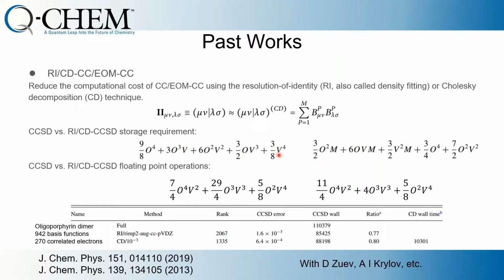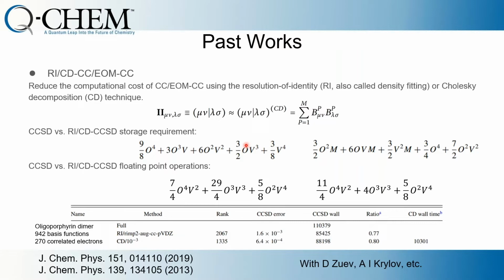So my first project with QChem was done in Professor Anna Krylov's group, which was to use resolution of identity or Cholesky decomposition representation to replace the two-electron repulsion integrals in coupled cluster and in equation of motion coupled cluster, so that the VVVV and OVVV type integrals are no longer formed and saved either in memory or on disk. So for large calculations, what you cannot afford in a conventional coupled cluster calculation, now you can afford.